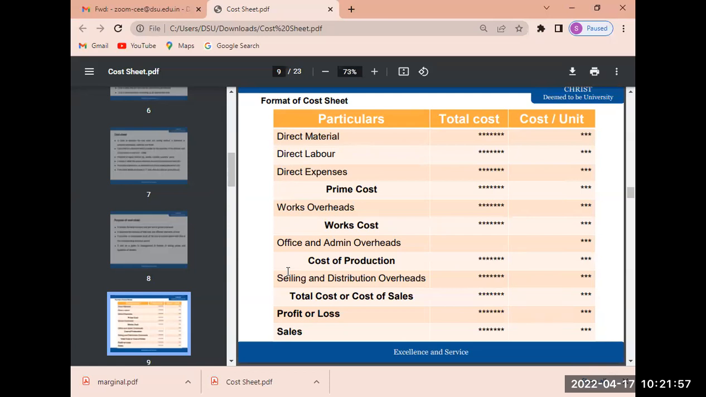Salesman's traveling expense. Just traveling expense will go to office. Suppose your MD is traveling from Bangalore to Delhi, that will go to office and admin overheads. Marketing expenses: any expense related to marketing activities. Any specific? Warehouse expense. Somebody told me warehouse charges.